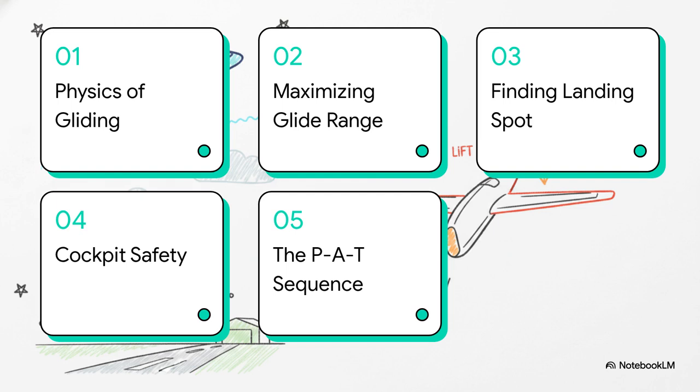Here's our flight plan for today. We're going to start with the physics of gliding, and then look at how to maximize your glide range. After that, we'll cover how to find your exact landing spot. Dive heavily into essential cockpit safety procedures, because safety is always our top priority. And finally, we'll execute the PAT sequence.